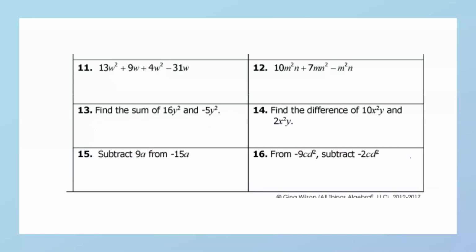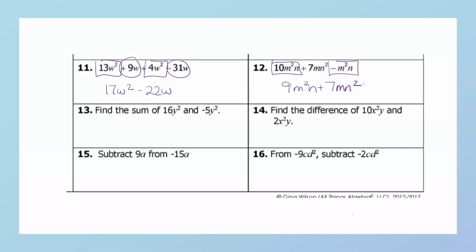11, 13w squared plus 9w plus 4w squared minus 31w. So we're going to put these together. So it'll be 17w squared and these together. So I will have negative 22w. Same thing with 12. 10m squared n plus 7mn squared minus m squared n. So these two things are like. So we have 9m squared n plus 7mn squared. Got to keep those straight.